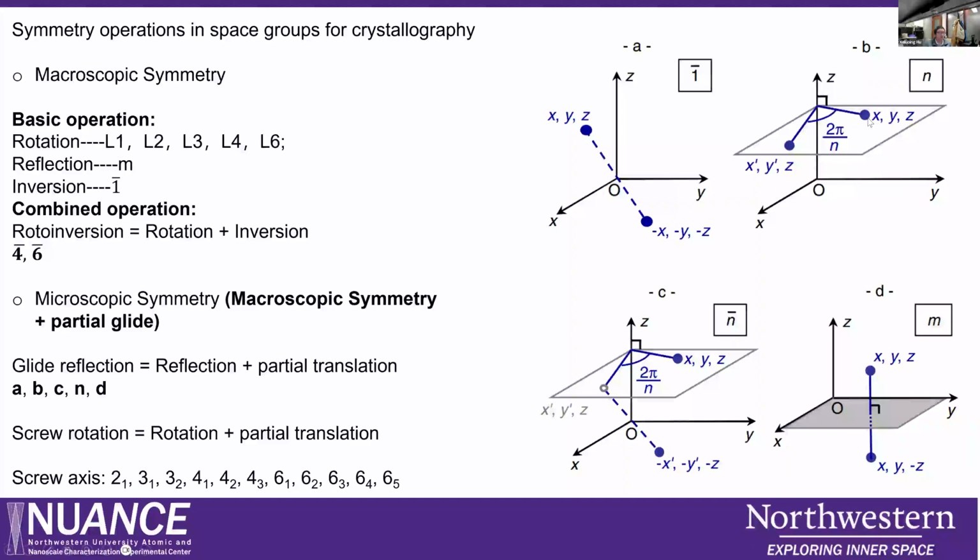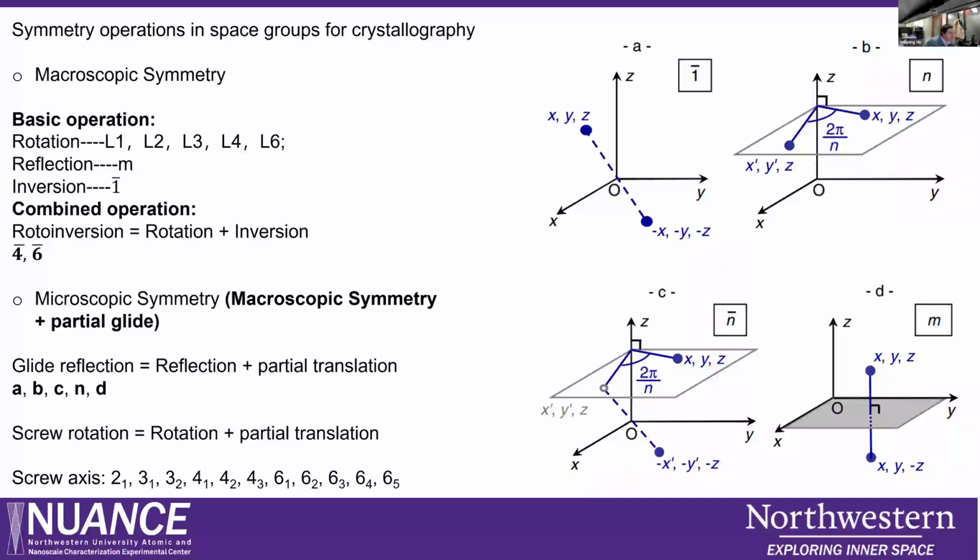For example, if you rotate from x, y, z to x prime, y prime, z prime, z should be the same. If you rotate by the angle 2 pi divided by n, for 6-fold you will rotate 60 degrees, and you get the same one. This is a rotation. We call it a rotation axis. Remember, there are only 5 rotation axes in the crystal. No 5-fold, no 7-fold, no 8-fold, only these, because only these can pack the full space.